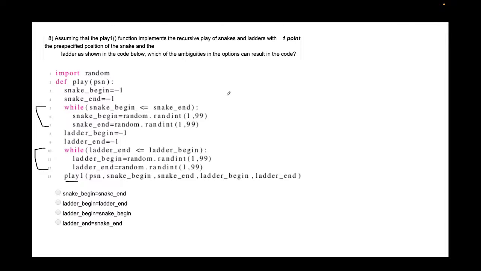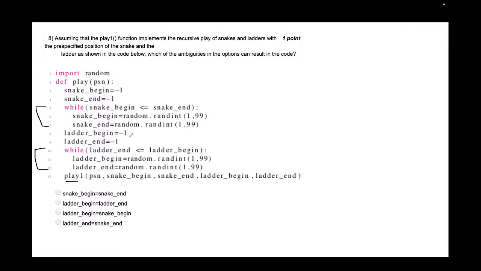So can you explain the question statement again? The question statement is that we are defining a function play1 that will implement the recursive play of snakes and ladders. Recursive means the positions of snakes and ladders are updated randomly for each turn of the play. So what could be the ambiguity in the options which can result according to these rules specified in the code?